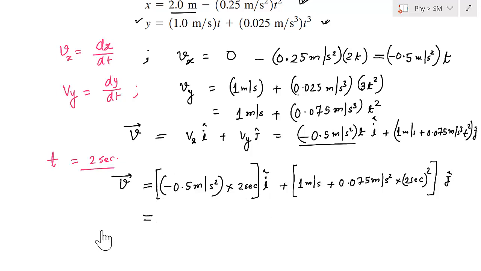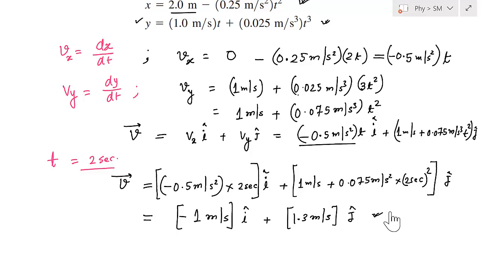So if you calculate all this, the x component will come minus 1 meter per second i cap and the y component will come 1.3 meter per second, that is j cap. So now I know the velocity vector. This is the instantaneous velocity at t equals 2 seconds. So what we did, we basically calculated an expression for instantaneous velocity, and once I plug in the value at different points of time, we can get the value, or vector, for instantaneous velocity.